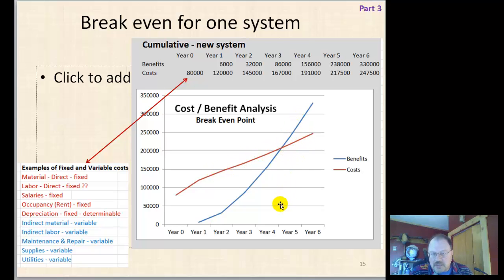And we see our break-even point is at about 4.5 years, I guess that would be. Year 0, 1, 2, 3, 4, about 4 years. So over a 5-year time frame, is this project worthwhile? I don't know. Maybe, maybe not.